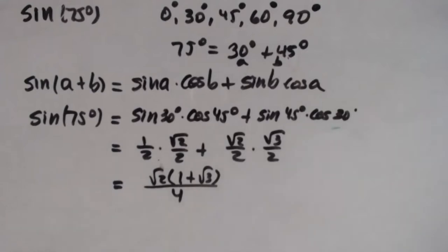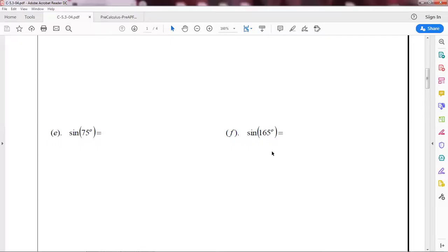Share screen right here. So suppose I have this one. Now suppose I want 165. So I want the sine of 165 degrees. Okay, what is that?